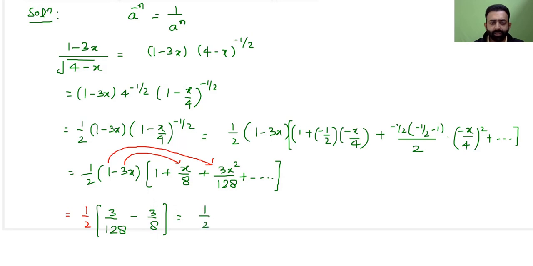So simplifying this, this is half, this is 16 into 8, so 16 into 3 is 48, 3 minus 48 is minus 45 over 128, because LCM of 8 and 128, I think it is 128 only. Okay, so it is minus 45 over 256. This is the coefficient of x square.